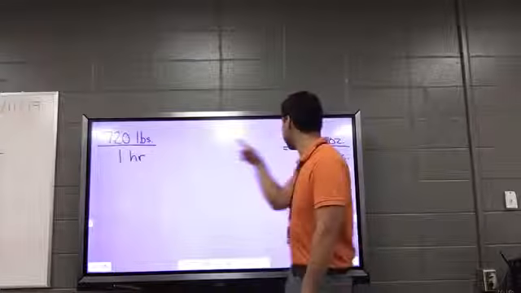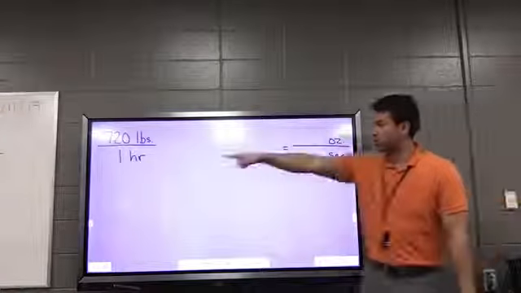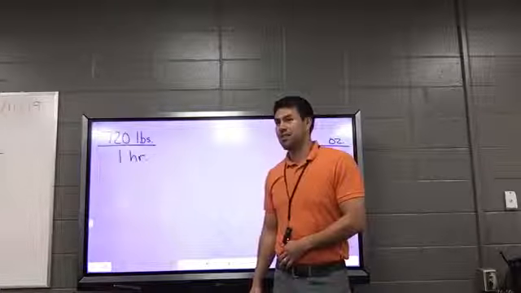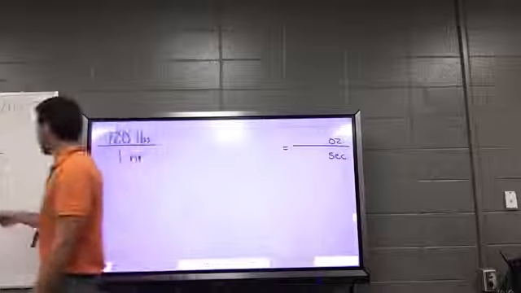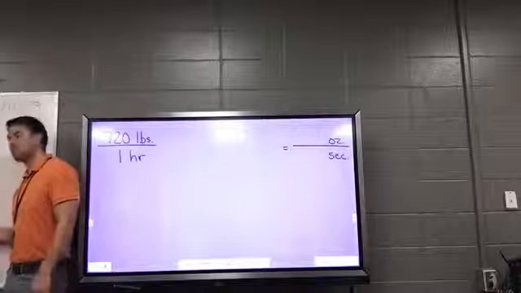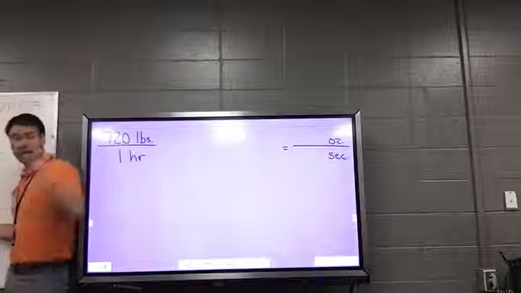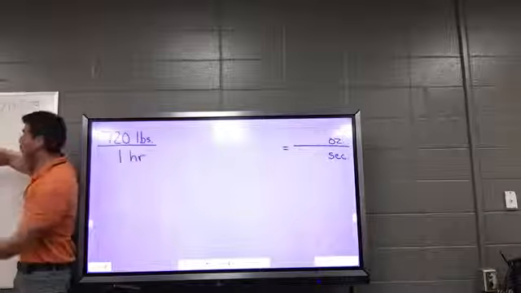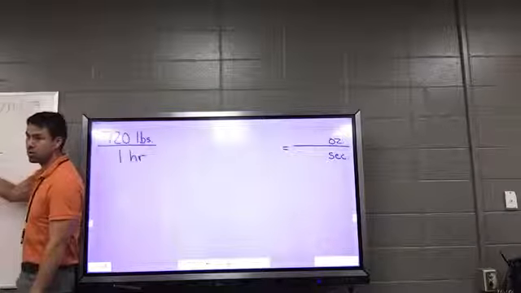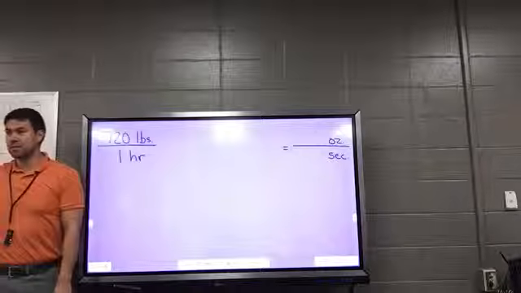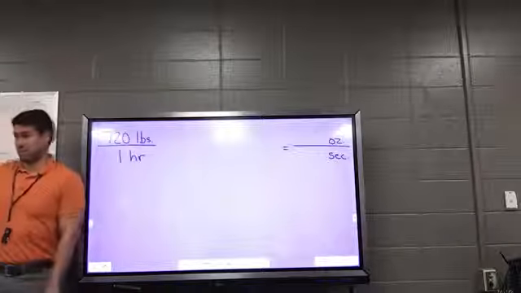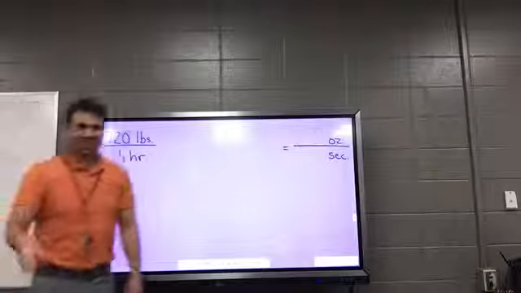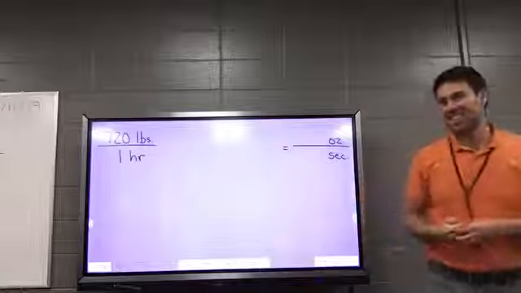How do I go from pounds to ounces? So is there a fact I know about pounds and ounces? All I know is this: 16 ounces per 1 pound. So the last fraction I want to put up there is either 16 ounces over 1 pound or 1 pound over 16 ounces. Which one would work?